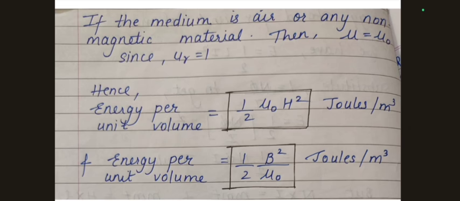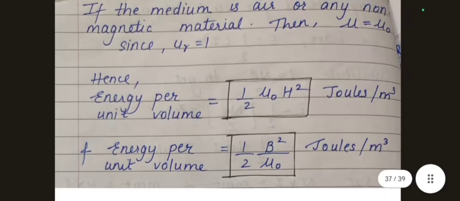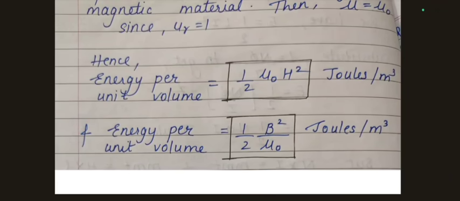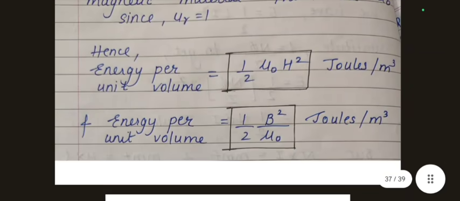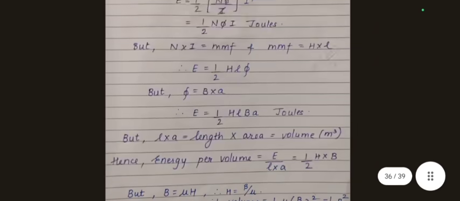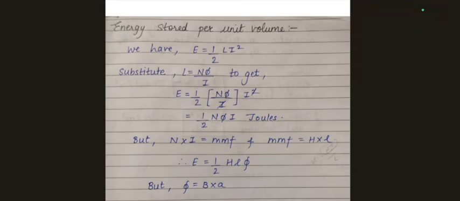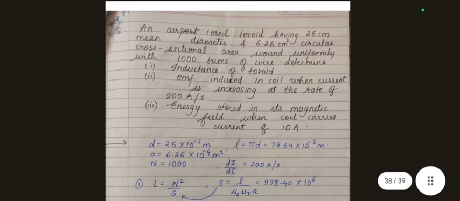If the medium is air or any non-magnetic material, then mu is equal to mu naught, and since mu r is equal to 1, you can consider B is equal to mu naught H. If you substitute it in the same equation, you will get 1 by 2 mu naught H square joules per meter cube. The same formula, if you rearrange and substitute, gives three different formulas, and the third one is 1 by 2 B square by mu naught. So this is all about energy stored per unit volume. You just have to remember the steps, what all things you have to substitute step by step. I hope you understood this. Let us see one numerical and conclude this chapter.